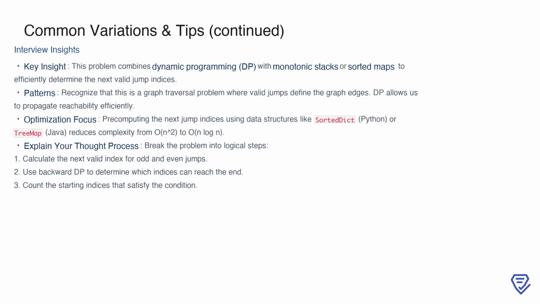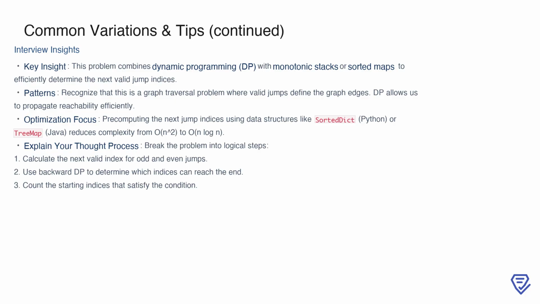At its core, the odd-even jump problem combines dynamic programming with monotonic stacks or sorted maps to pre-compute the next valid jump indices efficiently. A key pattern to recognize is that this problem can be viewed as a graph traversal, where valid jumps define the graph edges. Dynamic programming then allows you to propagate reachability information efficiently across the graph. To optimize your solution, focus on reducing the time complexity by using data structures like SortedDict in Python or TreeMap in Java. These allow you to pre-compute the next jump indices in O(n log n) time, which is a significant improvement over brute force approaches.